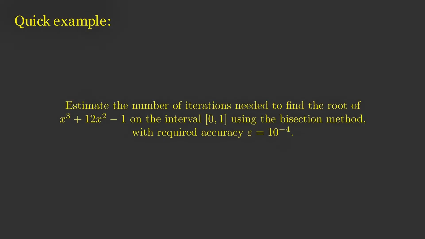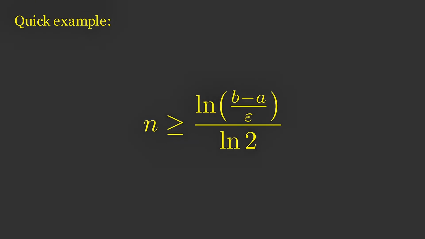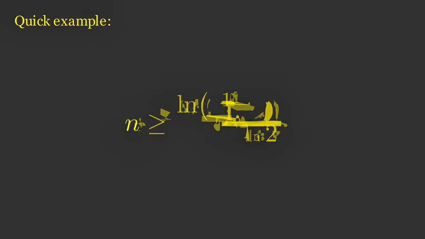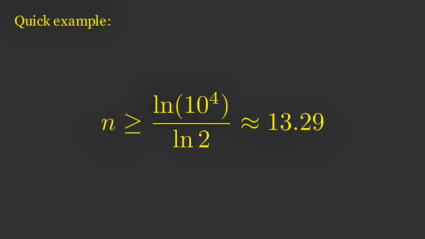Another quick example is when we have a function on the interval 0, 1 with the required accuracy of 10 to the minus 4. We'll first start off with the final rearranged formula. We will then put our values for a and b, and also our value for epsilon. And then we can go ahead and work out our number of iterations required.